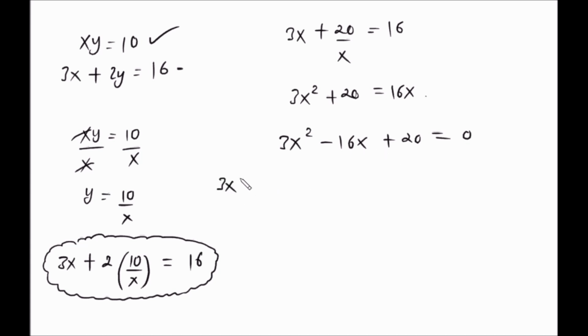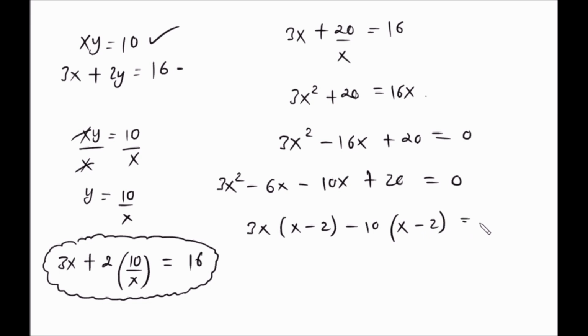So if I split the middle term, ni sasa tuna negative 6x minus 10x, unapata negative 16x plus 20 equals to 0. So hapa mwanzo nitoe nje nini? 3x, ndani tabaki na x minus 2. Alafu hapa nitoe nje negative 10, ndani pia nitabaki na x minus 2. So x minus 2 is common, nikitoa nje x minus 2, ndani tabaki na 3x minus 10 is equal to 0. So here x minus 2 times 3x minus 10 is equal to 0.